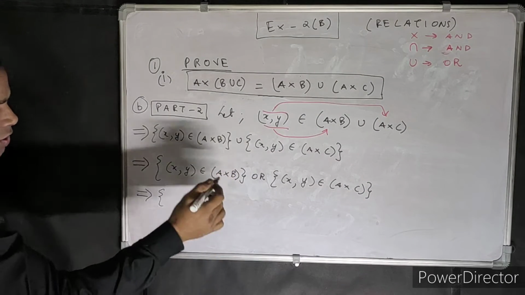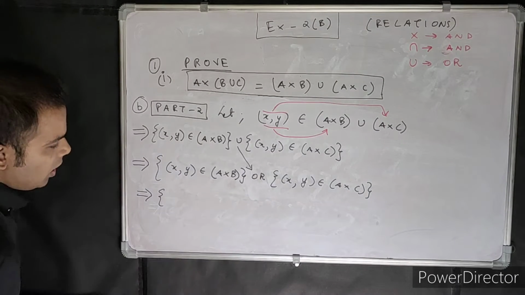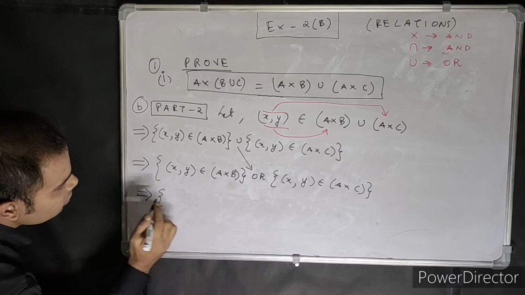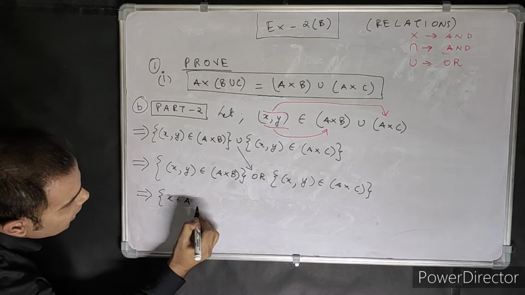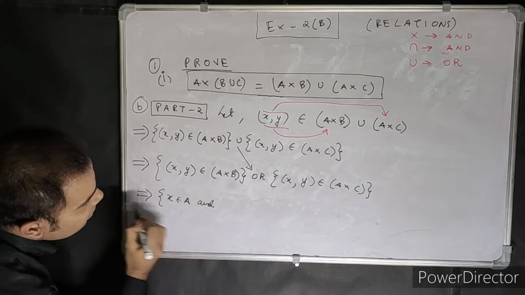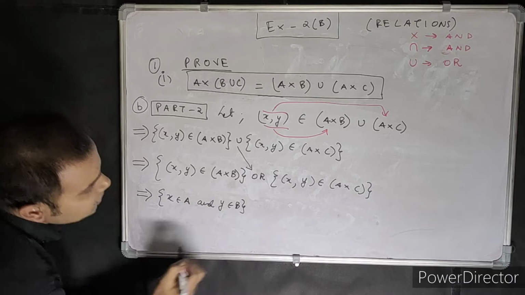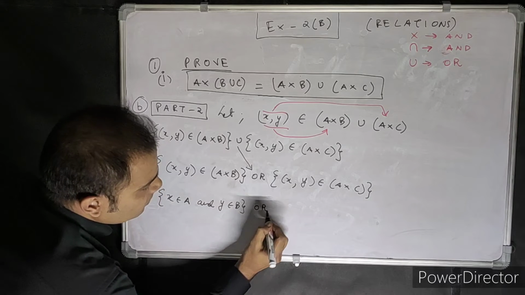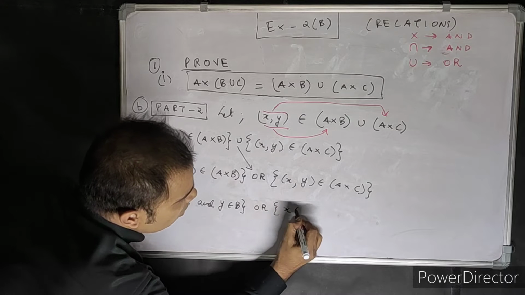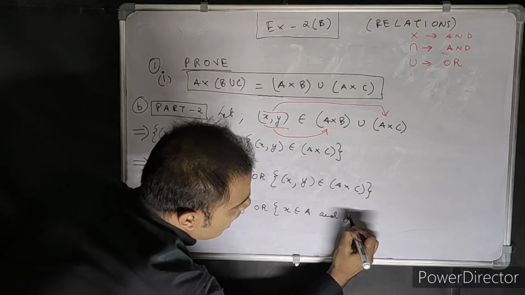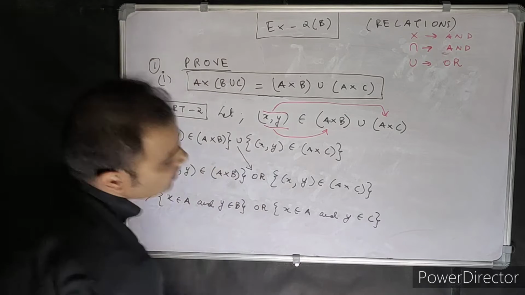Okay, the union has changed to or now. Now you can write from here. Now let's split this. Now you have to split this also. X belongs to A and Y belongs to the B set, or X belongs to the A set and Y belongs to the C set.